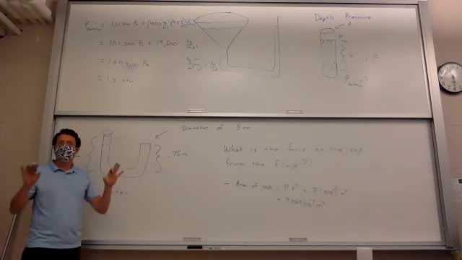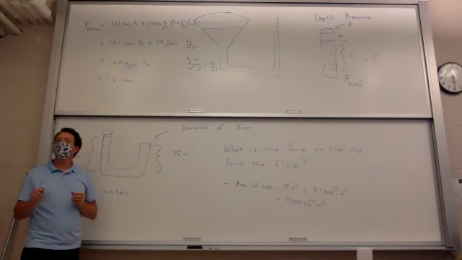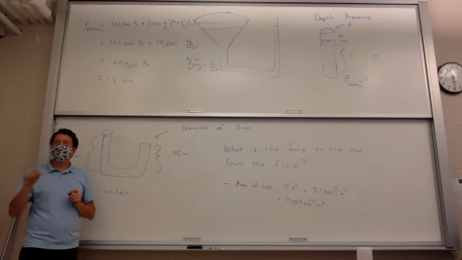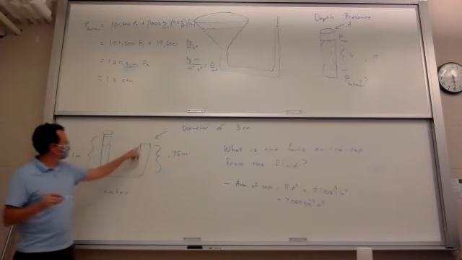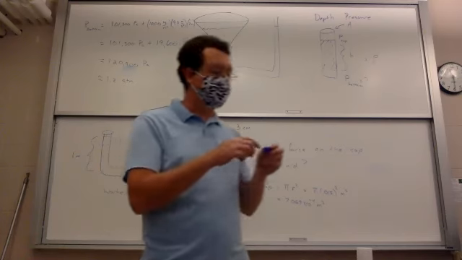Everybody? Good. Yes, Gabe. Rho is the symbol for density. Yep. So piece those bits together and use them to figure out what is the force from the fluid on that cap.